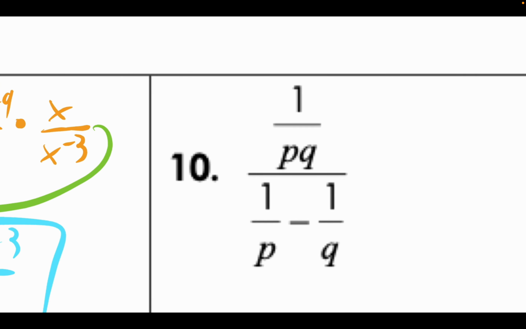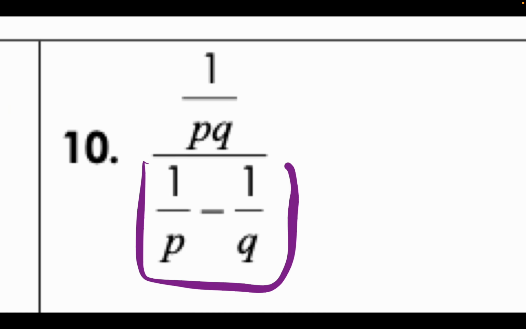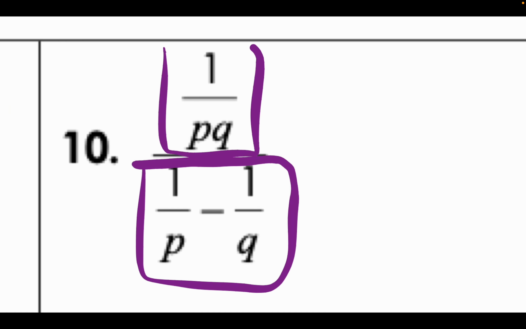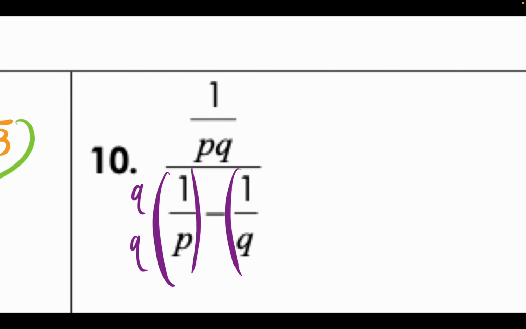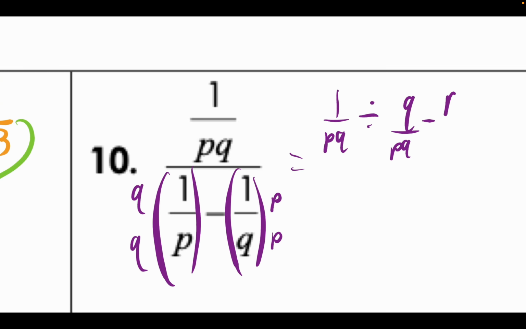Number 10 is similar, but this time it's our bottom fraction that needs some help. Our top fraction is currently just one fraction, but the bottom one is two separate ones with non-common denominators. So we need to make them the same, which would be pq. So I'm going to multiply the first one by q on the top and bottom, and the second one by p on the top and bottom. So I get 1 over pq divided by q over pq minus p over pq.